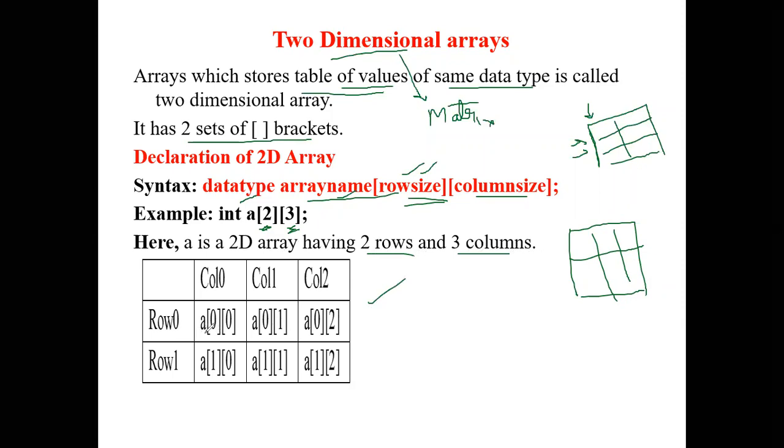Okay, so this first element is nothing but a of 0 0. So 0th row, 0th column. The second element is 0th row, first column. The third one is 0th row, second column. So similarly, a of 1 0 is first row, 0th column. First row, first column. First row, second column.